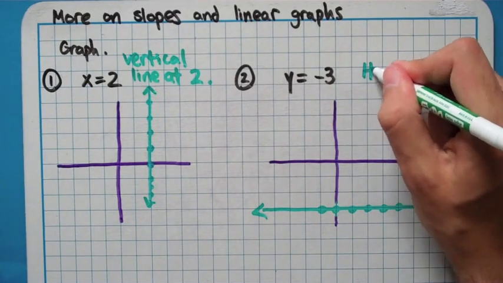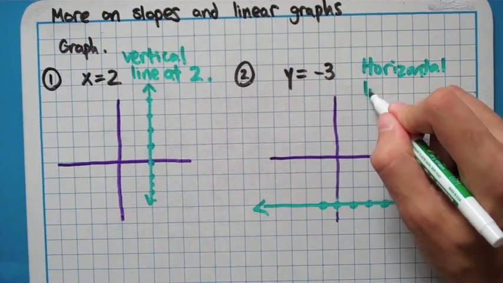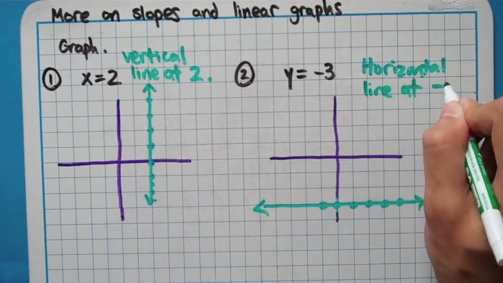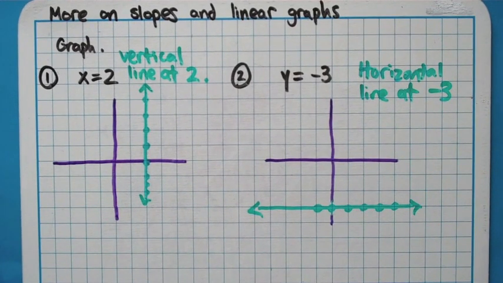So this is going to be a horizontal line at negative 3. It's everywhere where the y coordinate is equal to negative 3. Now, I guarantee it's going to happen. It always does. Kids will get these two mixed up.